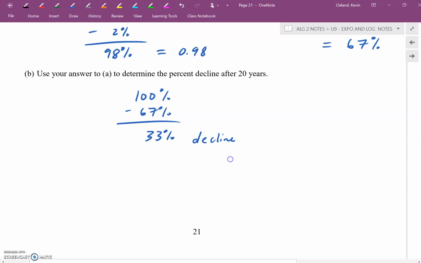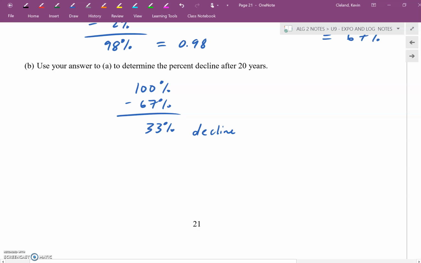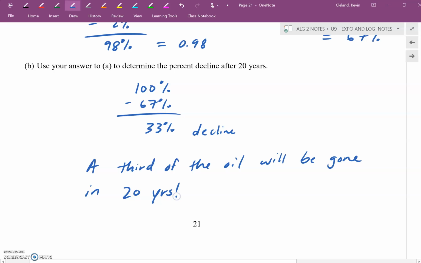This is a little crazier than just getting an answer and moving on. This is something that's worth taking the time to think about. This means that a third of the oil in the world will be gone in 20 years. This is something we need to be very aware of as we consider how much we use our cars and buy gas, and it's why we're looking into electric cars and other alternatives such as solar power and wind power.